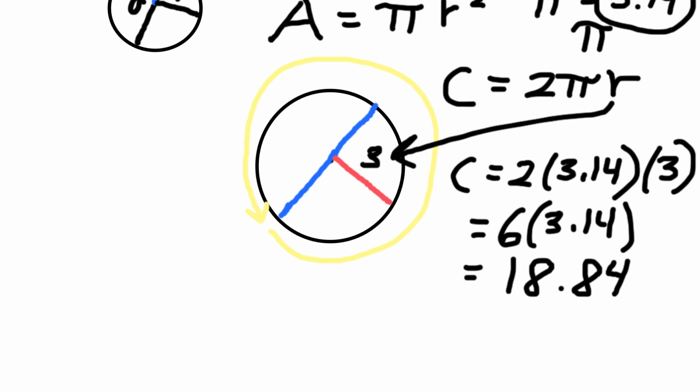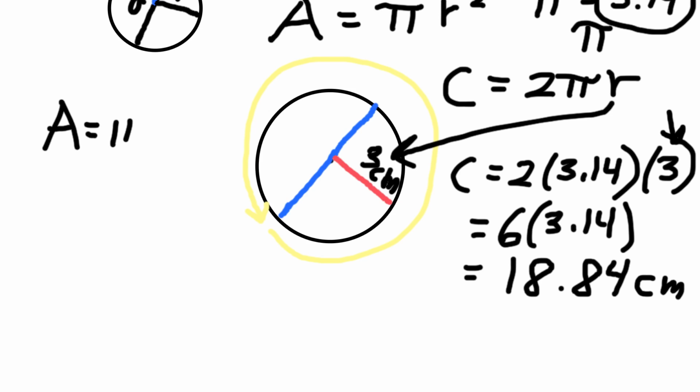But what are we talking about? 3 what? Well, it doesn't say here. But what if it was 3 centimeters? Then each of these 3s would have been 3 centimeters, and multiplying this all out, we would have gotten 18.84 centimeters. If we're talking about the circumference, that's the length. And if we said centimeters squared, that would be wrong.